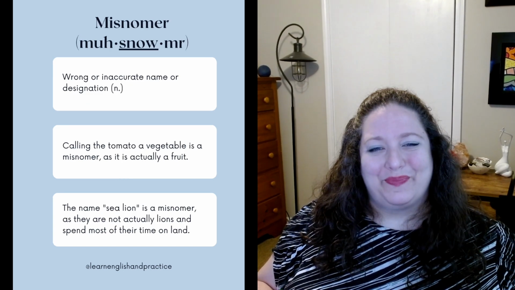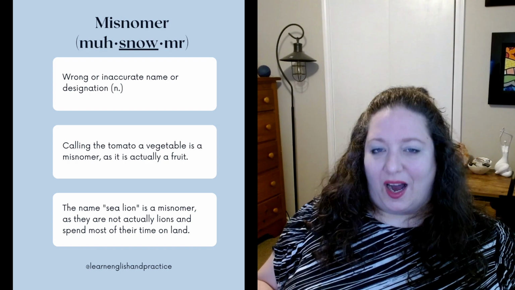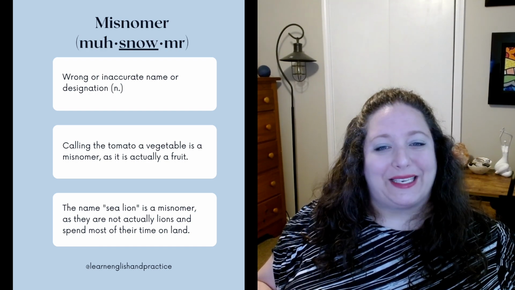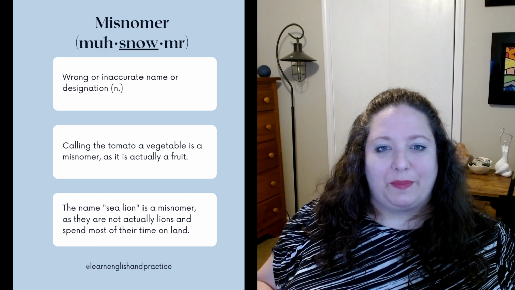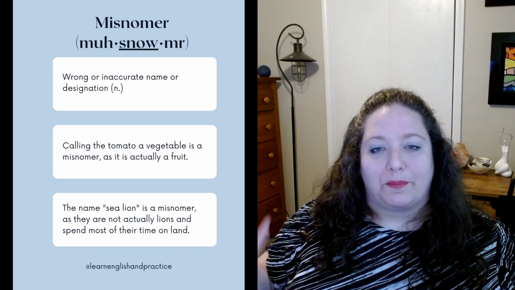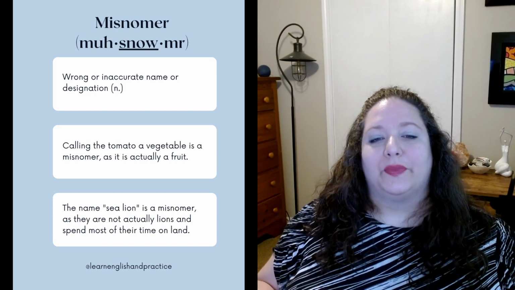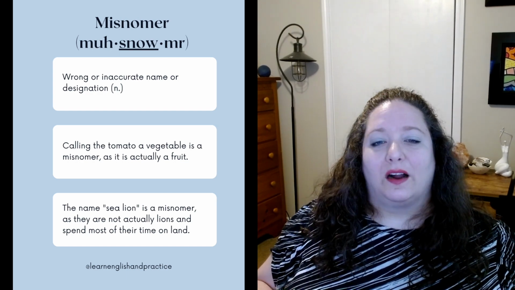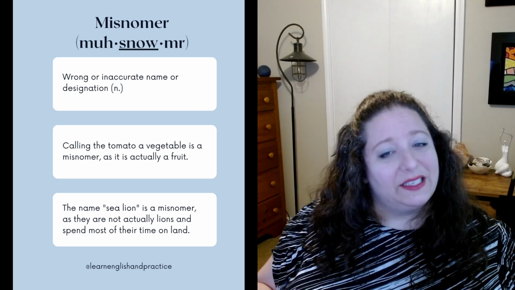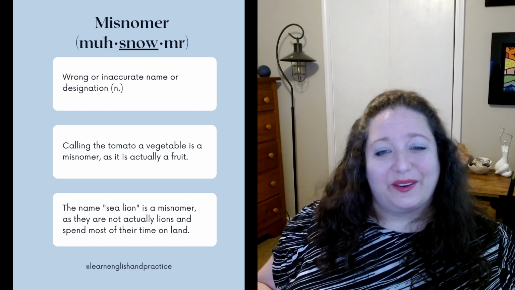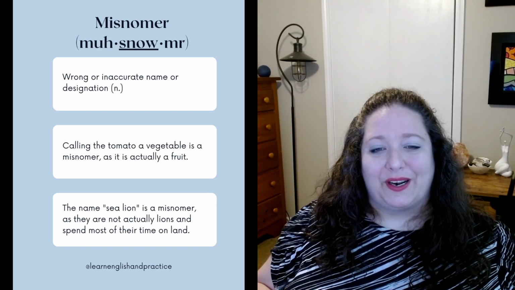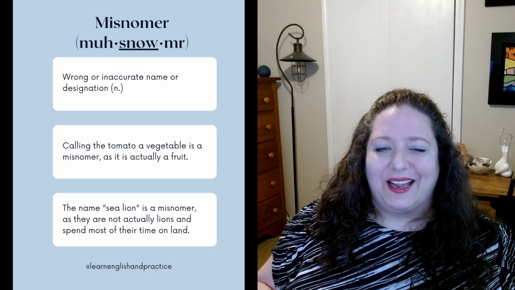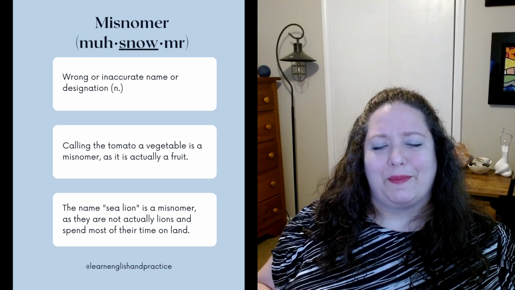First, misnomer. Misnomer means wrong or inaccurate name or designation, and it's a noun. So a misnomer would basically be calling something the wrong thing. Some examples are: calling the tomato a vegetable is a misnomer, as it is actually a fruit. The name sea lion is a misnomer, as they are not actually lions and spend most of their time on land.